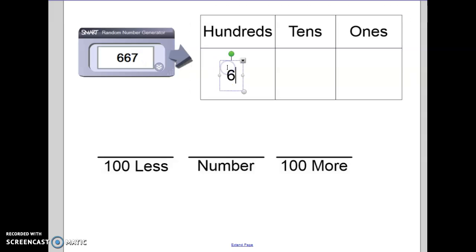All right, 667. So our number is 667. Look at your hundreds place and take 1 away. You will have 567. Look at your hundreds place and add 1 more, and you will have 767.